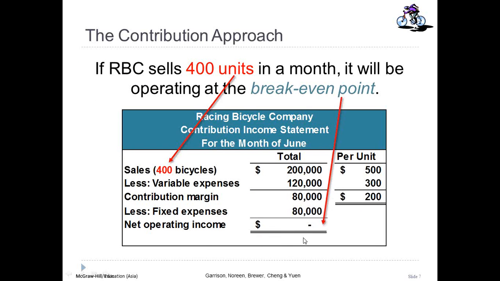400 units. So if this company sells 400 bicycles at $500 apiece, with a contribution margin of $200, then 400 bicycles times $200 per unit equals $80,000. Therefore, net income is zero, so it would be break even.